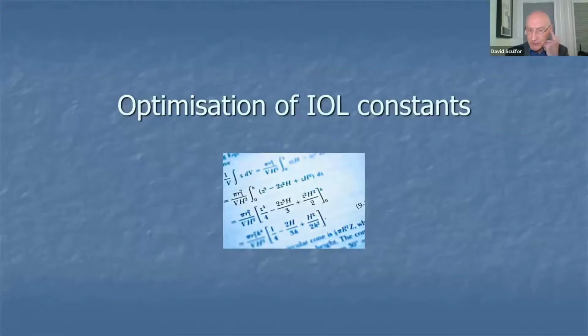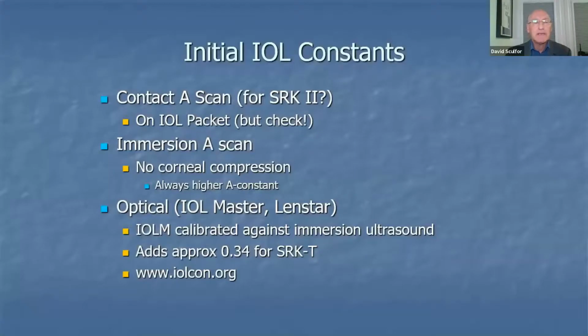So I'm going to finish with a very short talk about optimization of constants. This is something which is much debated, I think probably overhyped. So the A constant that's printed on the lens packet, for older designs, will be for a contact A scan, and in fact some of them will be for the SRK T2 formula, which was obsolete a long time ago. But some of the more modern lenses do actually give you a constant for optical biometry, so just be aware that the lens packet may not be carrying the constant you think it is.